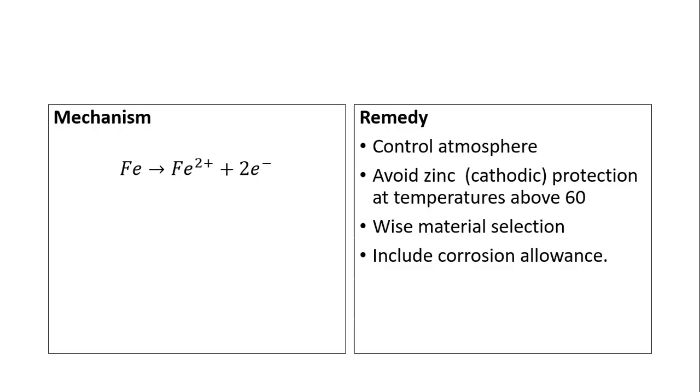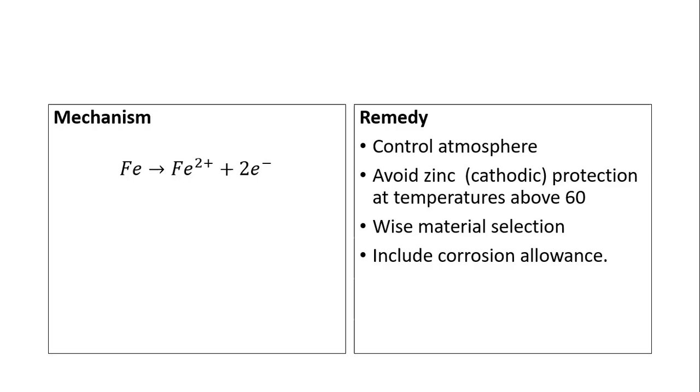And we have also a case that we should be aware of, that we should avoid cathodic protection of iron, especially at temperatures above 60 degrees Celsius. This is because at these temperatures, the reaction can be reversed such that the other metal might end up protecting zinc, and therefore your structural integrity will be affected.